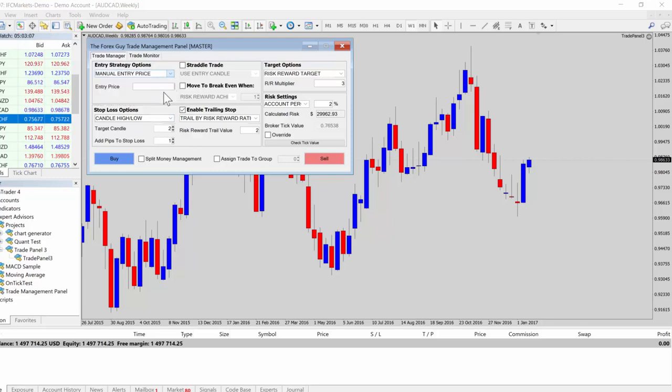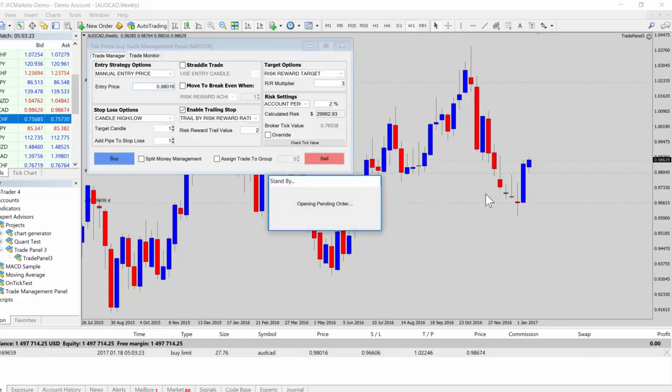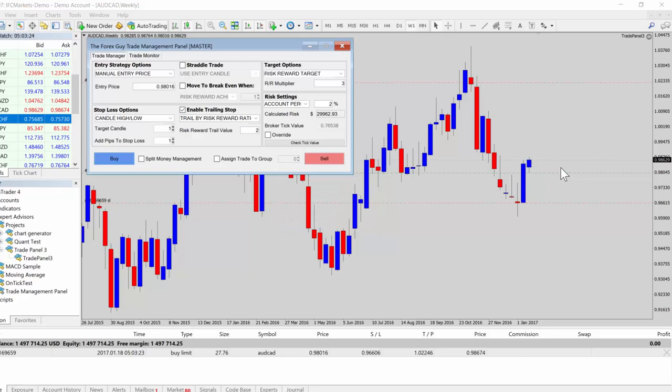Okay, so let's move along to manual entry price. Very simple. We'll use the candle here. If I want to enter, I don't know, randomly here, 0.98016, and I'm going to press buy. And it obviously put my entry price where I asked it to.